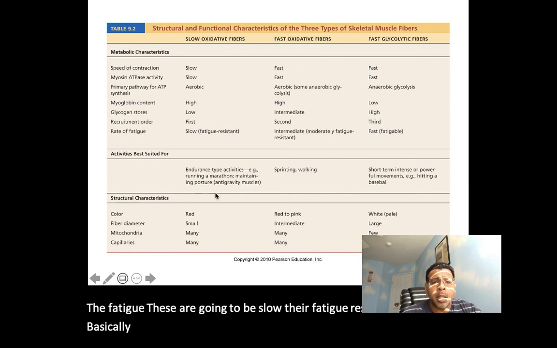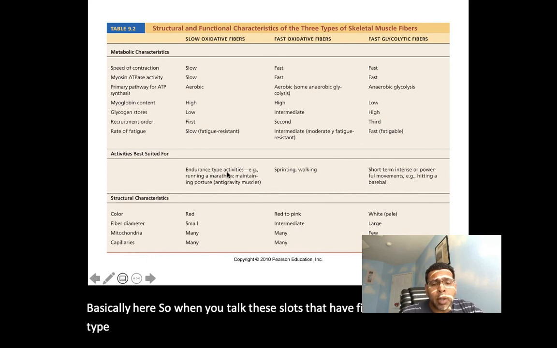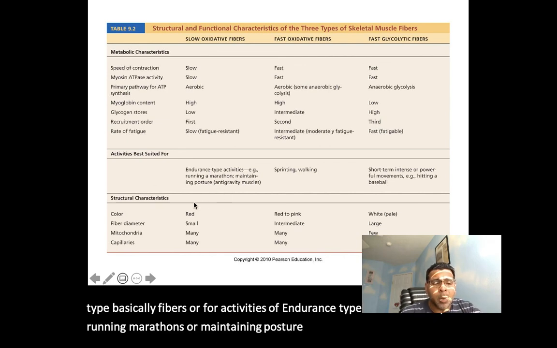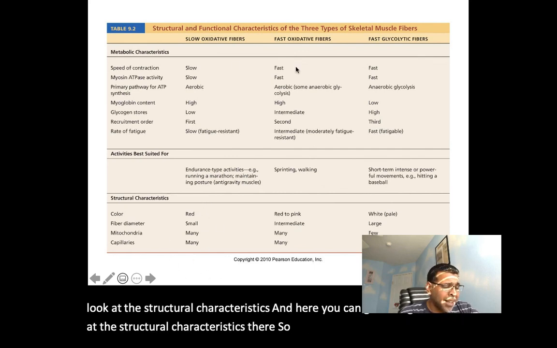So these slow oxidative fibers are endurance type fibers, for endurance type activities. Examples are running marathons or maintaining posture. You can also go through and look at the structural characteristics there. Here then we have fast oxidative fibers.